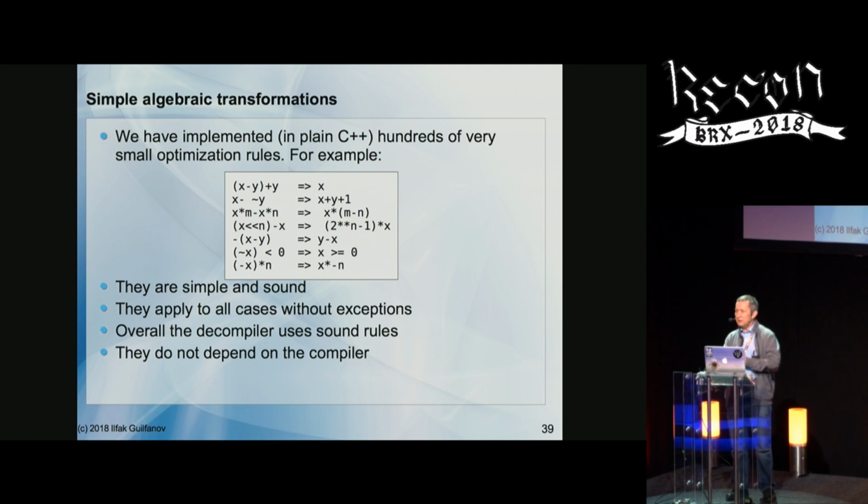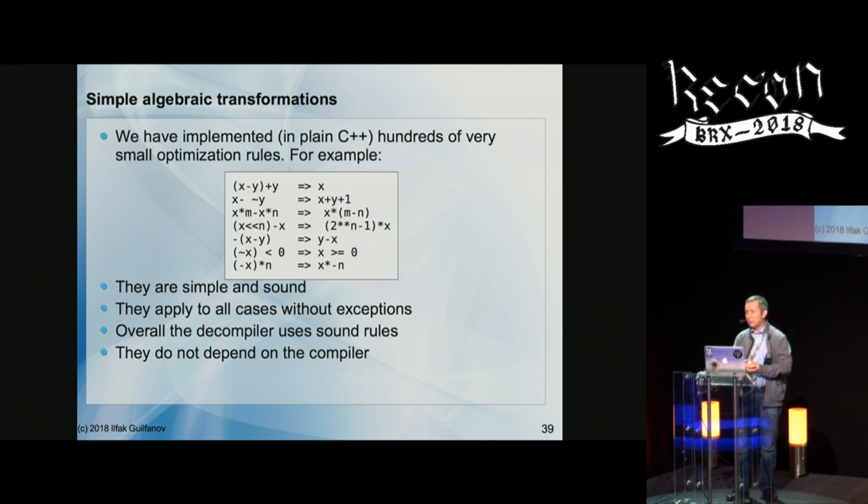The optimization engine is, in fact, I consider it as very simple because it consists of simple rules. We have kind of obvious rules. I tried to give you some of them here. For example, x minus y plus y, it's the same thing as x because we did not do anything else. And we have literally hundreds of very small optimization rules. They are sound, they can be applied in all cases, and if not, they will be preconditioned, and the precondition is checked before we apply the rule.